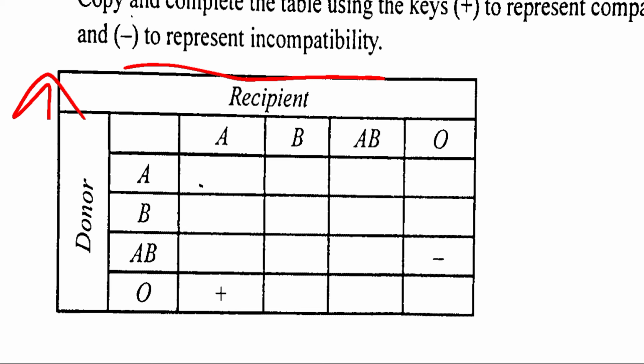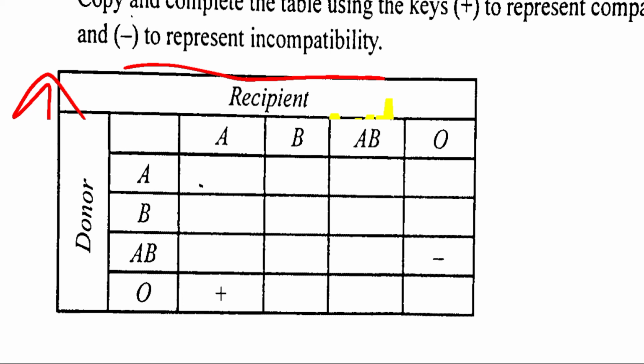So I want to make a point in this particular row, and then I want to make a point on this particular column. Alright, so I want to make two points: a point on the O row and a point on the AB column. If you notice, both of them are positive throughout.